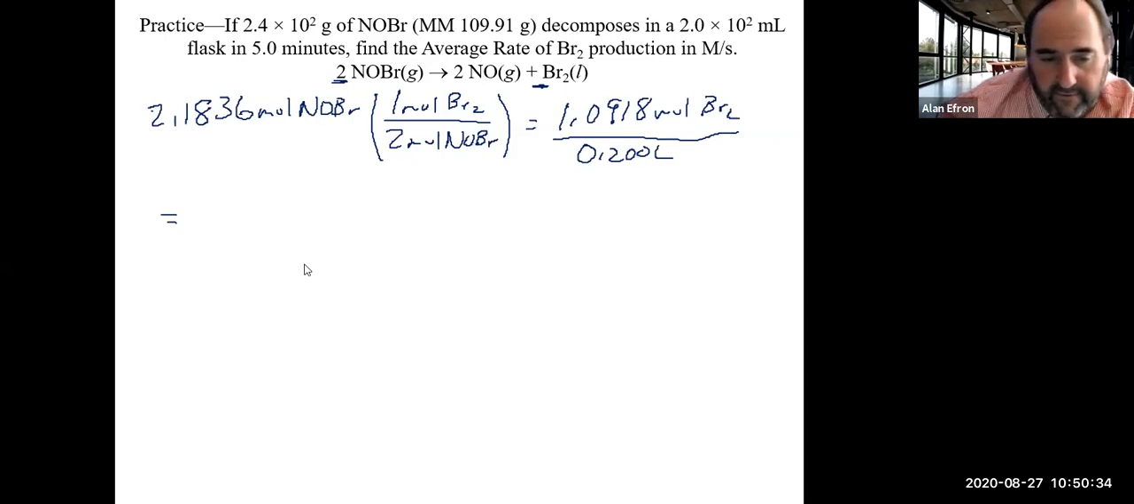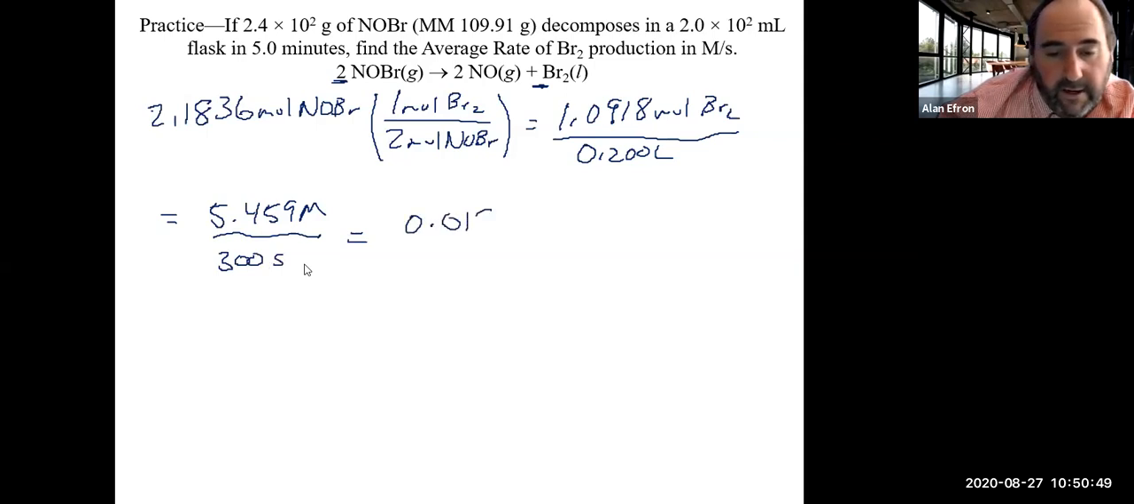which would have given you 5.459 molar, which then you could have divided by the 300 seconds and would give you 0.018 molar per second. So this is essentially the step-by-step, just a regular stoichiometry part. You could see what we were doing before. There's the 1/2 part that we did, where we did it here.